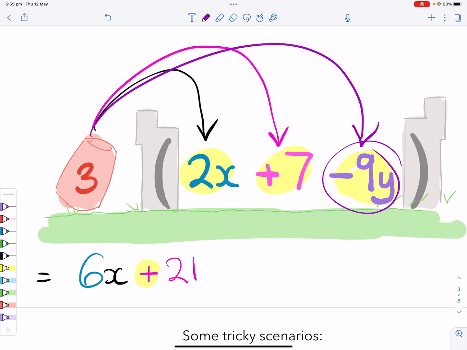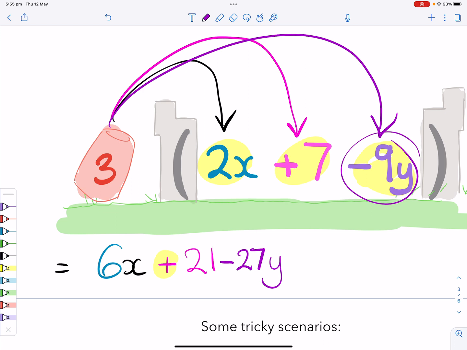Well, I'm not doing anything with the letter y, so I can just write it down. Now I just focus on the numbers. 3 times negative 9 will be a negative result, so I'll put a minus sign here first. 3 times 9 is 27. And we are done. That's the finished expansion of the brackets.